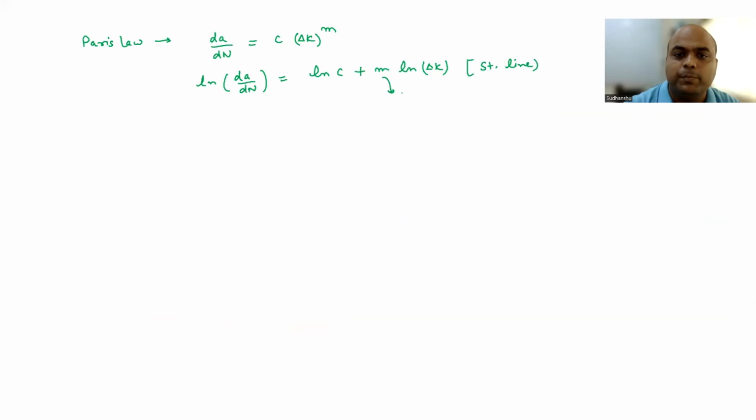M is your slope of the straight line. Okay, and ln C is the intercept. Okay, so if you want to know M and C, you have to plot it and see what is the intercept and what is the slope. You will be able to know what is M. So typically for most metals, M ranges from 2 to 4.